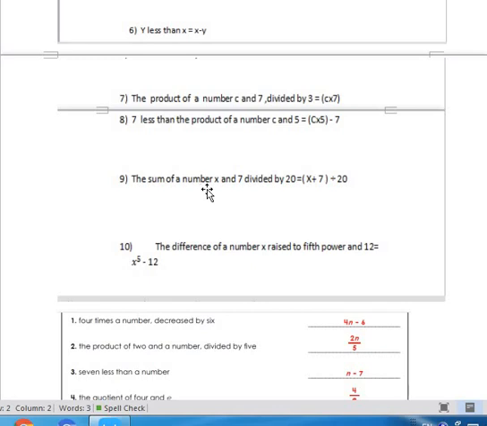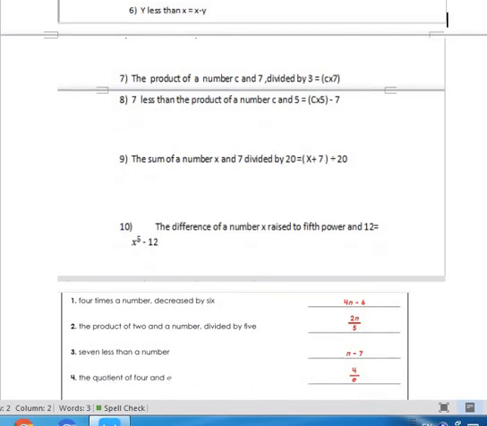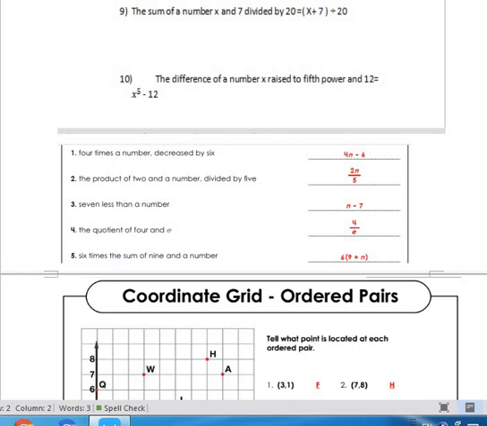The sum of a number x and 7. It's easy. X plus 7. The sum of x and 7 divided by 20. The difference of, okay, here we are having minus x raised to the 5th power, x power 5, and 12. Okay, here 4 times a number n, minus 6, decreased by 6.